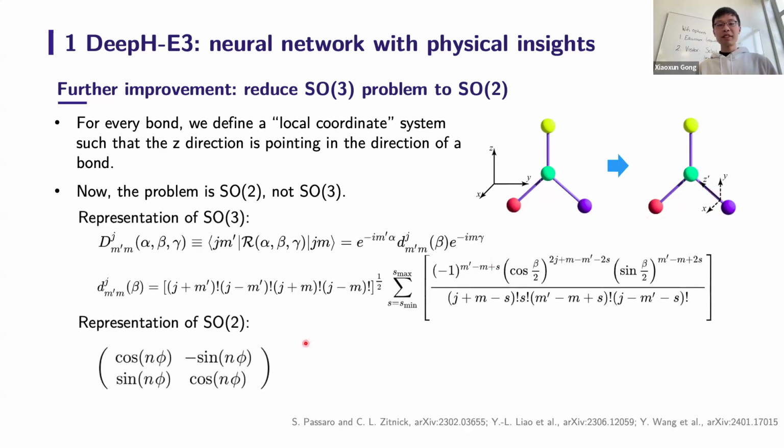And let me give you a very brief sense of how much computational effort we are reducing. The representation of the SO3 group is very difficult. It has all of these Wigner matrices, and the Wigner matrices have very complicated formulas. But the representation of SO2 is very simple. It's just the cosine and sine of the rotation angles. So by doing this, we can greatly simplify our neural network architecture, and also allow our neural network to use more parameters and fit more complex data sets.